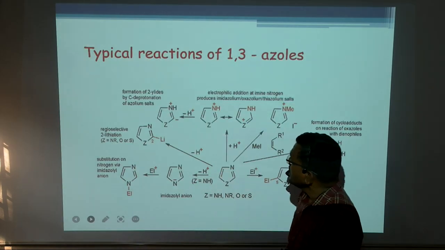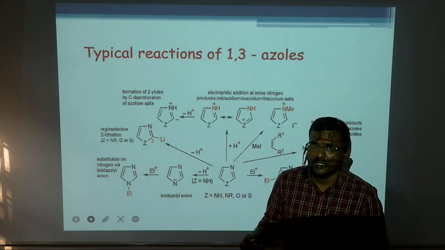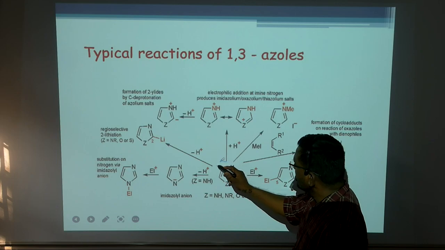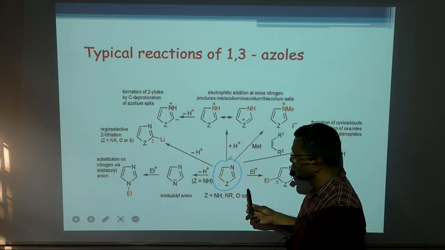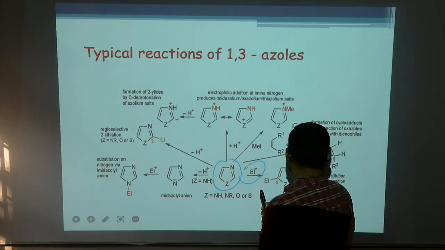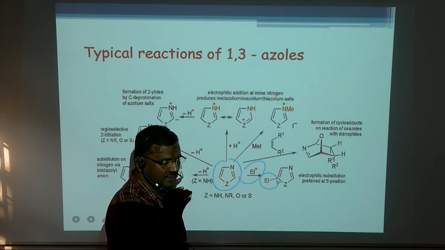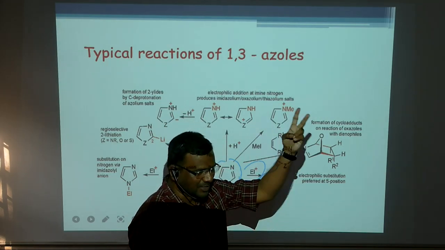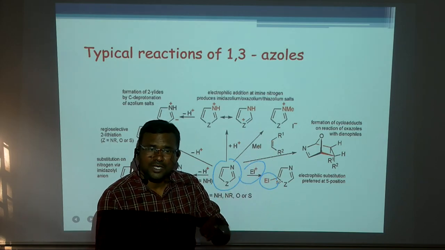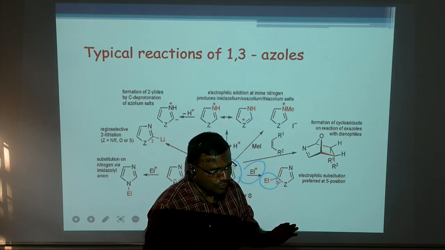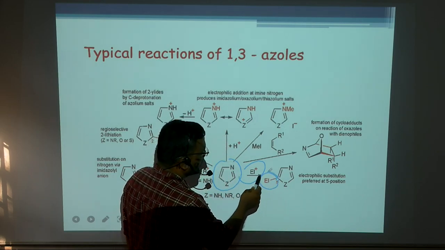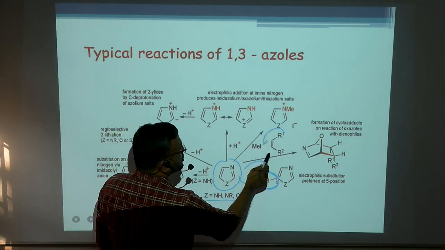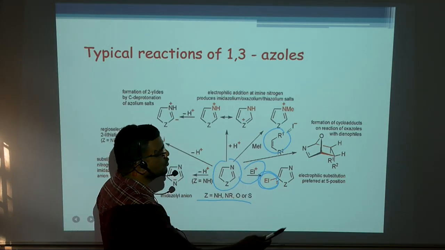Now these are some typical reactions of 1,3-azole. This is the general structure of 1,3-azole, and look at here, electrophilic substitution basically takes place at position number 5. Now what are the examples of electrophilic substitution reactions? The first one is nitration, second one is sulfonation, third one is halogenation. All these are electrophilic substitution reactions, and in case of 1,3-azole, electrophilic substitution basically takes place at position number 5.